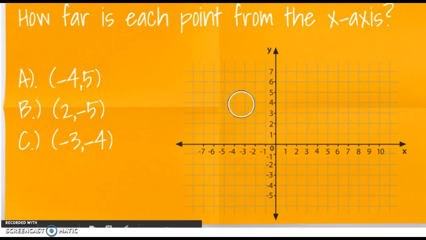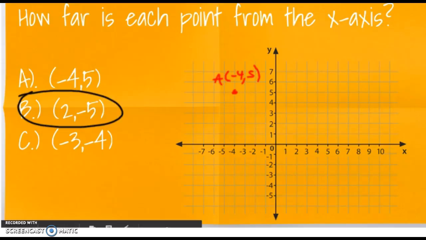Let me go ahead and erase this one because it's a little bit off. -4, 1, 2, 3, 4. That point's going to be right there. That is point A, so we're going to go ahead and label it A, -4, 5. My second point B is at 2, -5, so 2, -1, 2, 3. Close enough. And then point C, oh, I flipped the signs around here. And then finally we have point C, which is at -3, -4.